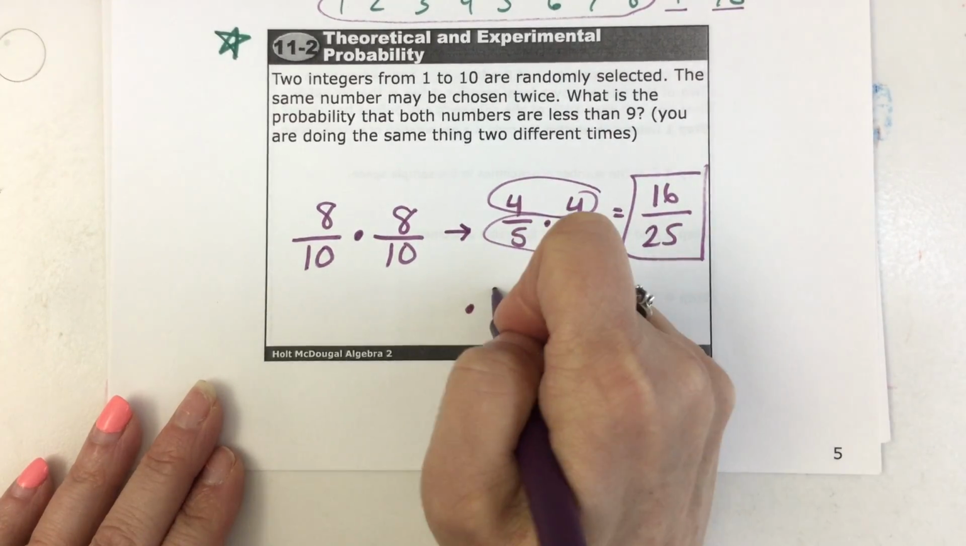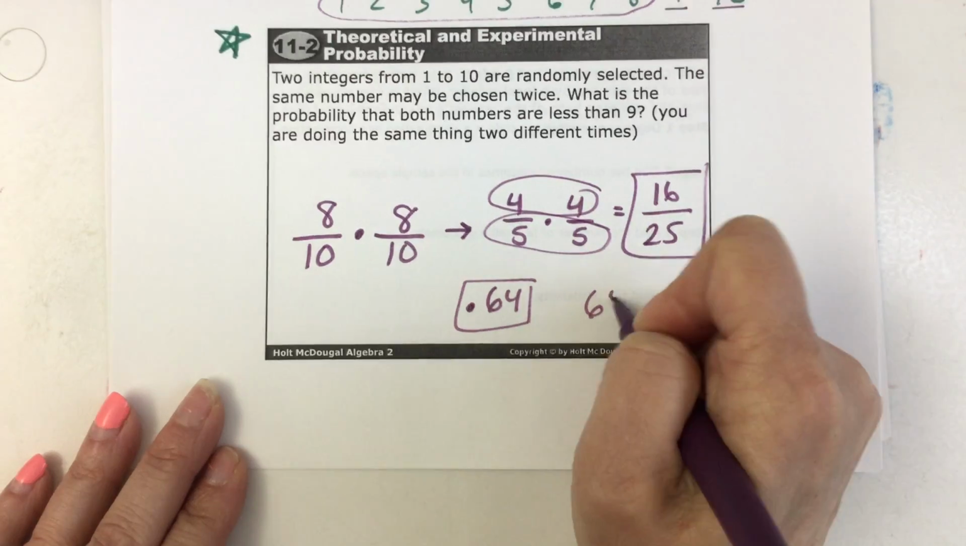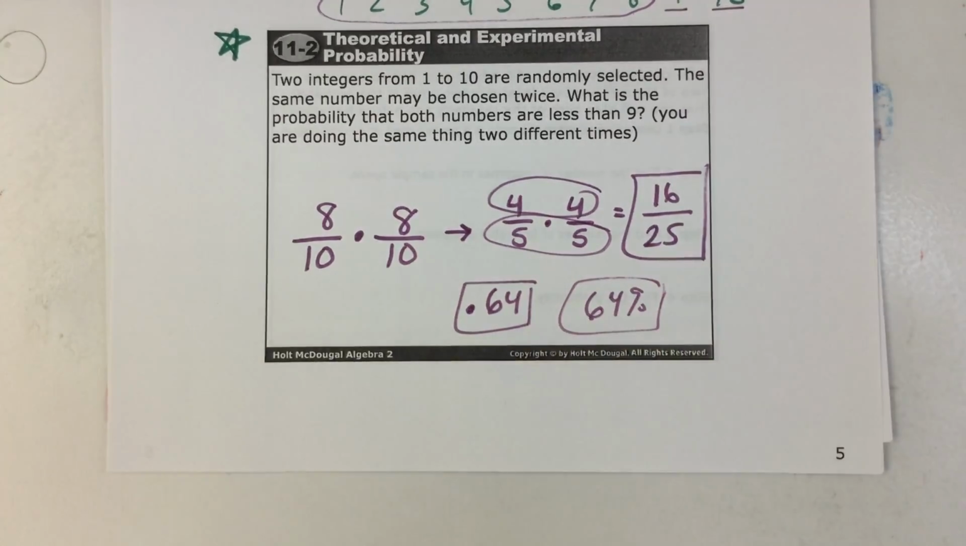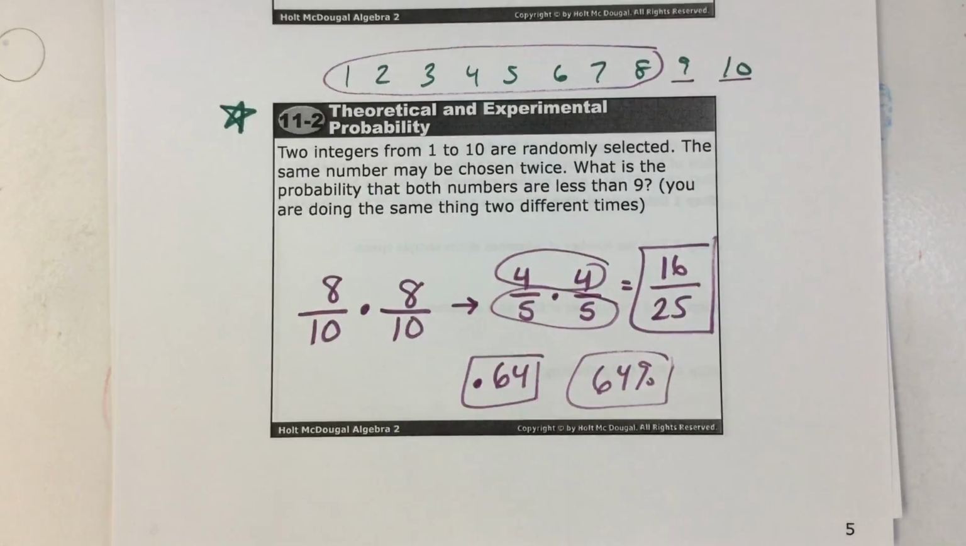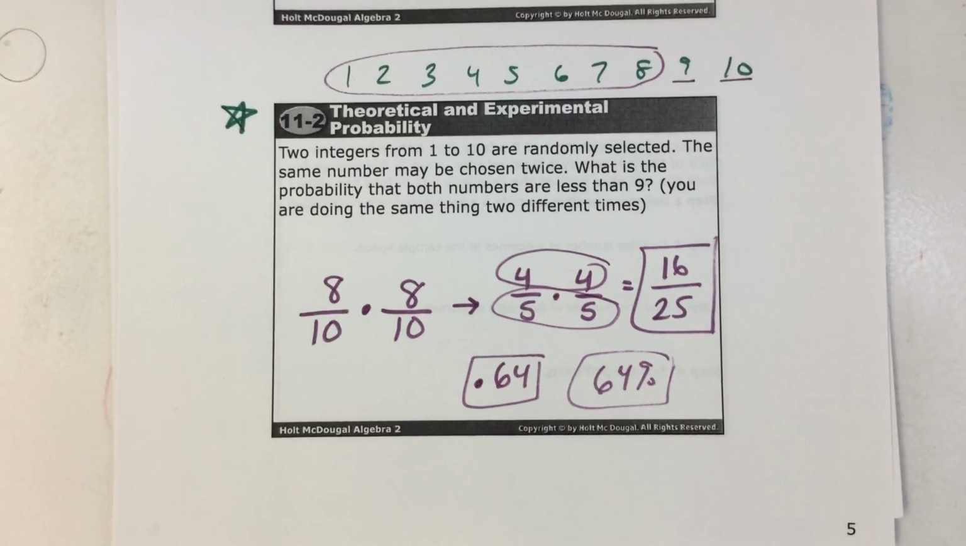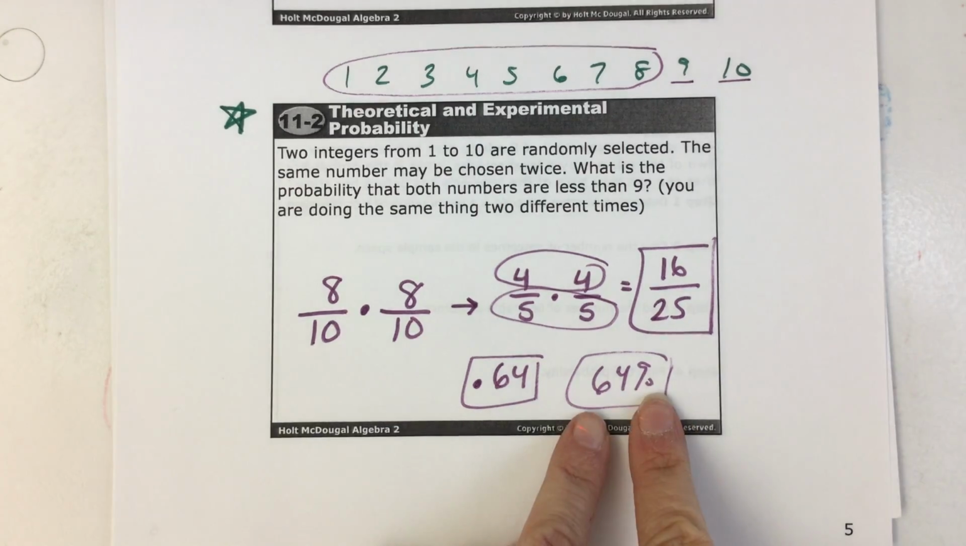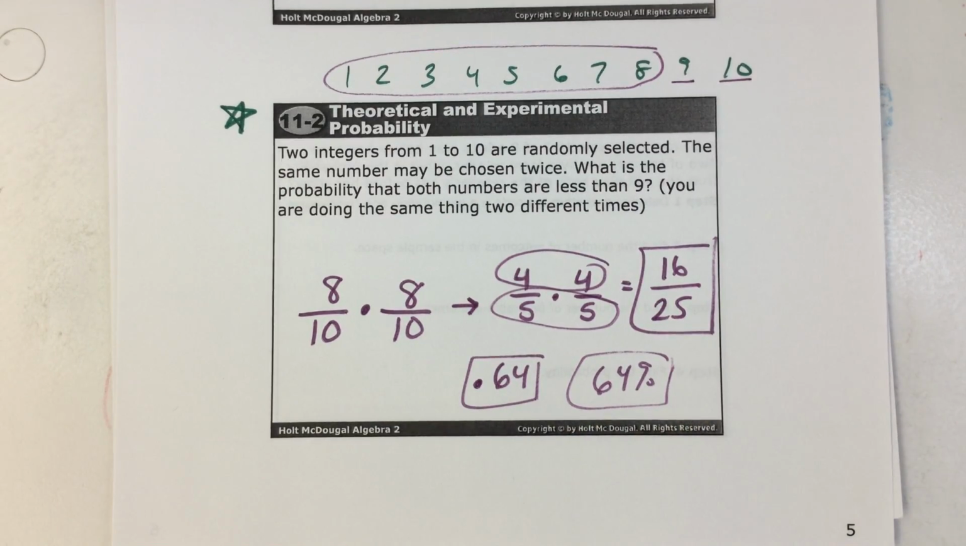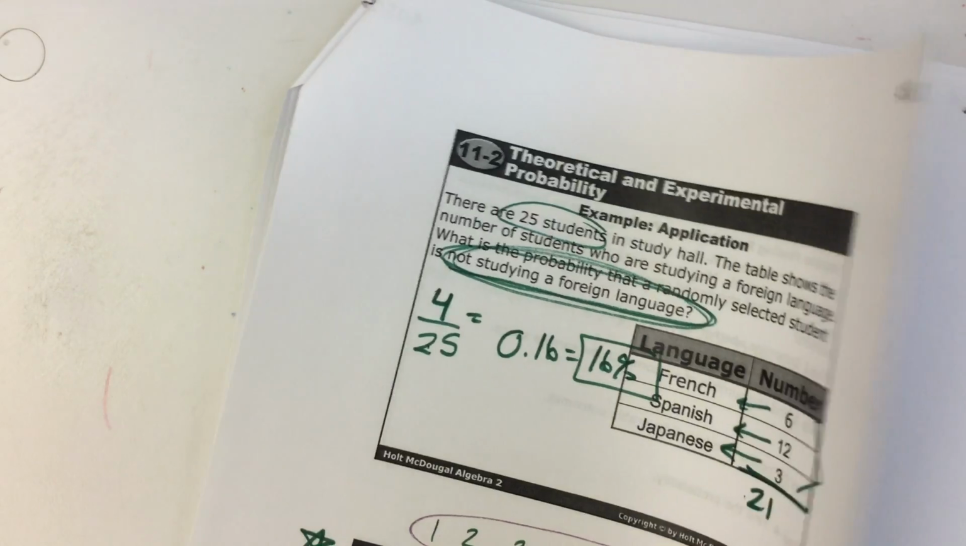16 divided by 25 is 0.64, which would give me a 64% chance that if you have the numbers 1 through 10, and I'm like, hey, randomly choose a number, 1 through 10. And I say, hey, choose another number. 64% chance that both of your numbers are going to be less than 9.